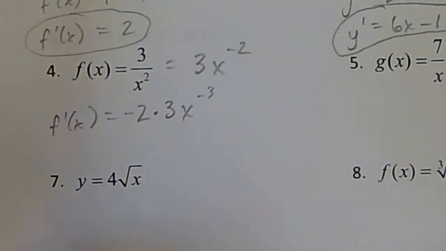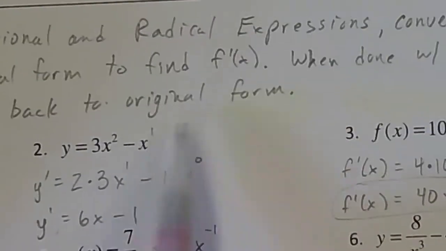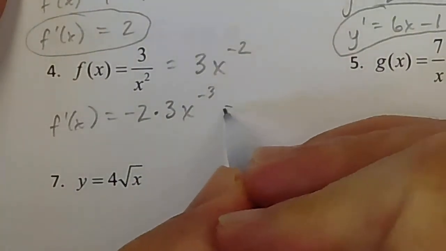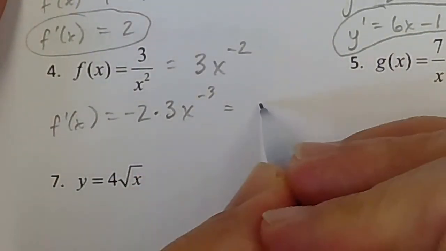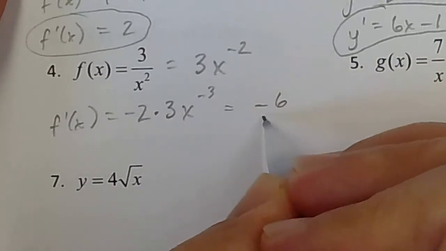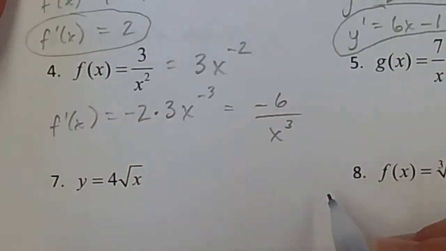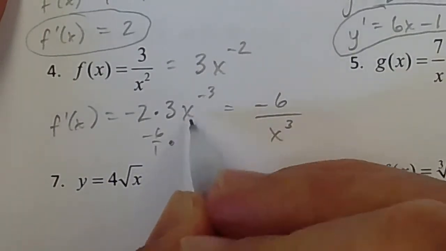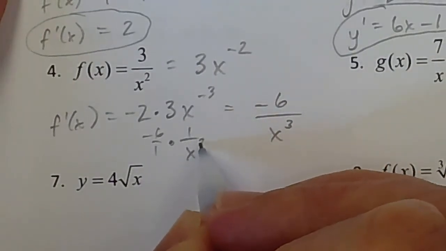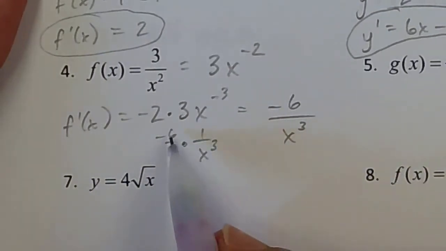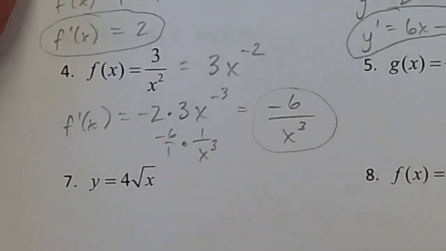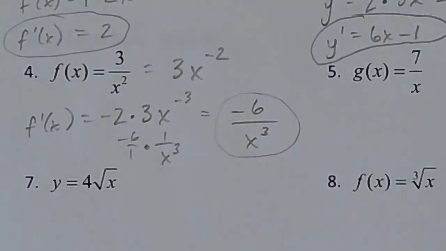Okay, and then we've got to convert it back to its original form when we get our final answer. So when done with the power rule, get it back to how it started, and it was a rational function to start. So the answer is going to be, we get -6 here, and then the x cubed goes on the bottom. If you're not sure what's happening, remember we have -6 over 1 basically times 1 over x cubed, if that helps. So the -6 times 1 stays up here. And there's the derivative. Okay, try that for number 5.